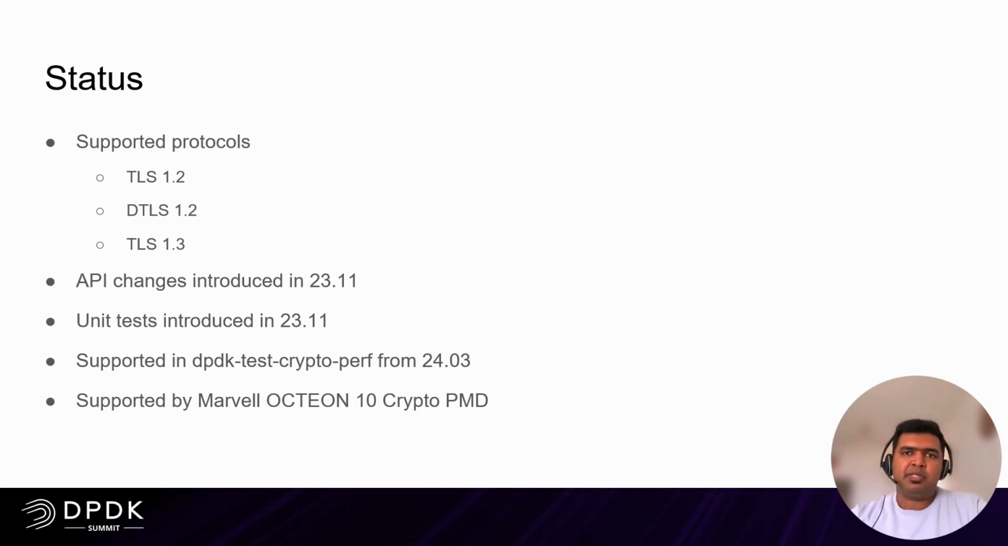For measuring performance, TLS record is supported with DPDK test-crypto-perf. It was added in the 24.03 release. Currently, the feature is supported by the Marvell Octeon 10 crypto PMD. We had a small team from Marvell to introduce the TLS record protocol feature. We had contributions from Akash, Akhil, Tejasri, and Vidyasagar. Special mention to Jerin and Umesh, who were also involved in defining the architecture.